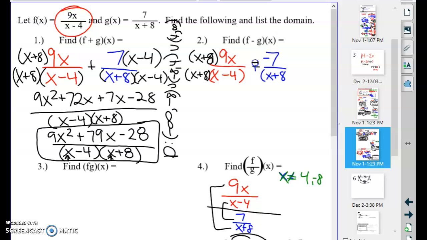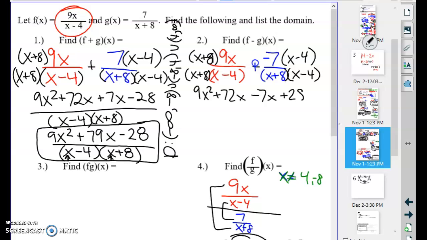Okay, now I'm going to go over on the other one. Kind of similar process. I'm going to do my x minus 4, x minus 4. The first part comes out the same as it did on the last one. So I got 9x squared plus 72x. Then over here, I've got minus 7x plus 28. And then it's still all over x plus 8 and x minus 4.